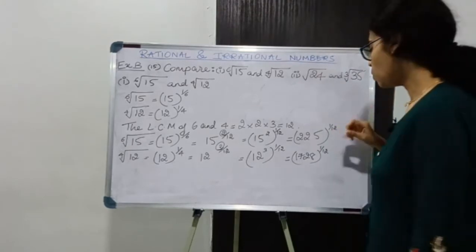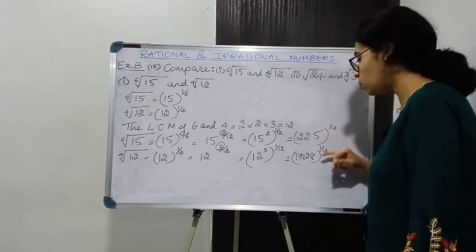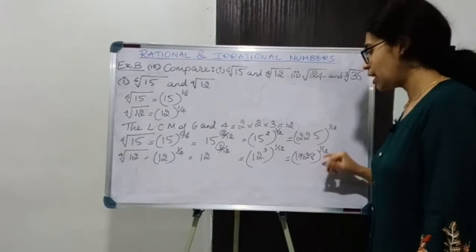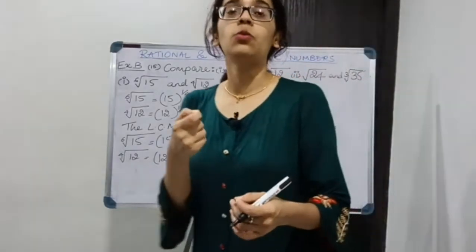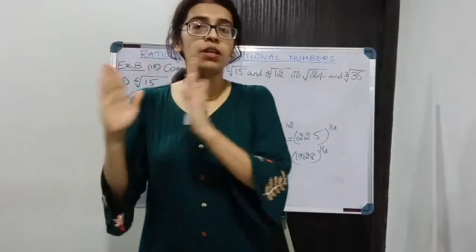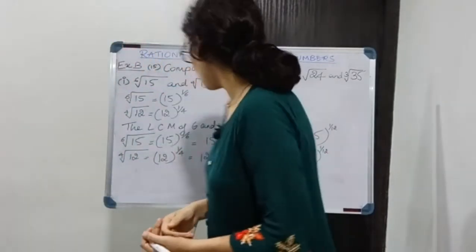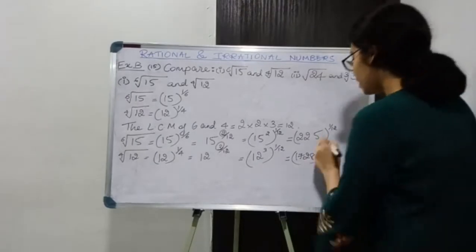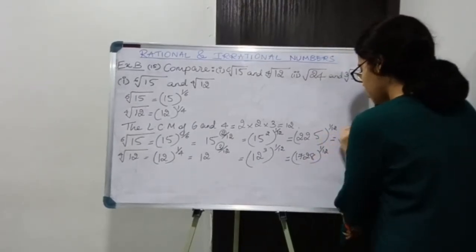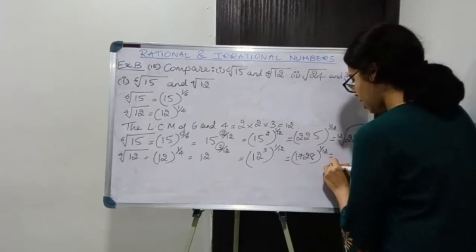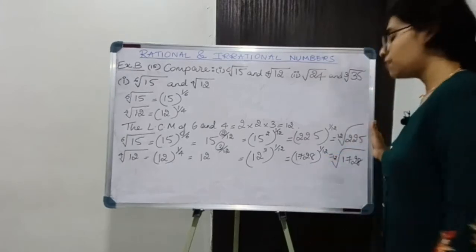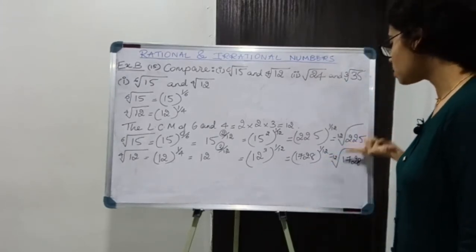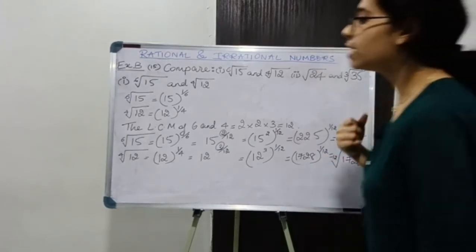Over here, if you notice, the powers are equal, 1 by 12, 1 by 12. And now you can compare the numbers. When the powers of the root are equal, then you can compare the numbers inside the root. So over here I have got equal powers, that is, here I have 12th root of 225 and here I have 12th root of 1728. We can easily notice that this one is a smaller number and this one is a bigger number.